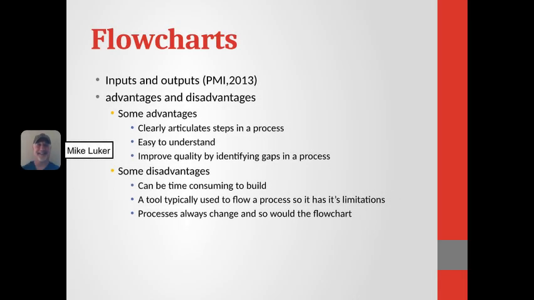Flowcharts help transmute inputs into outputs. Inputs are either internal or external steps in a process that are required before advancing in the process. An input could be an output from a prior process.